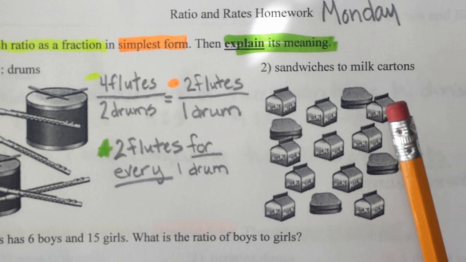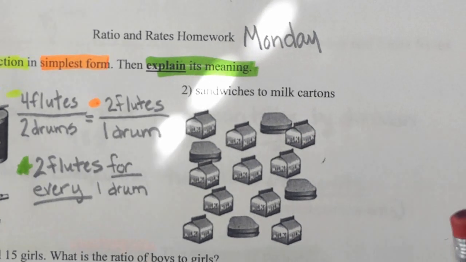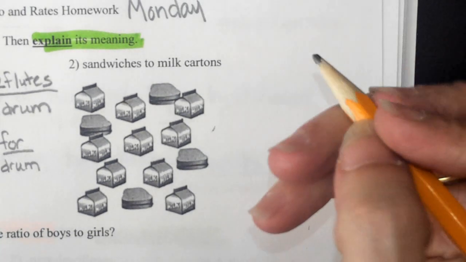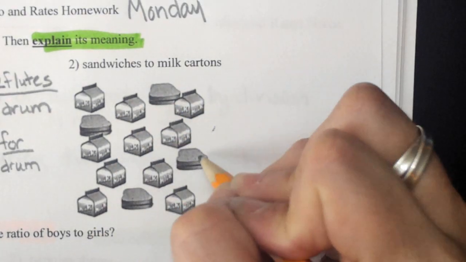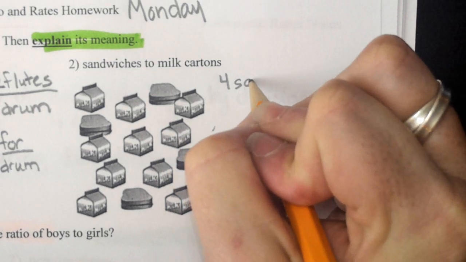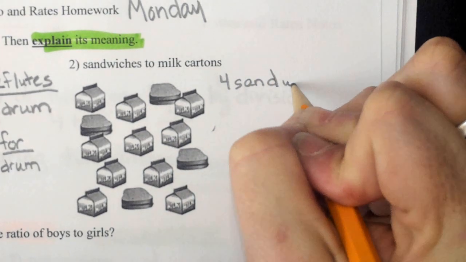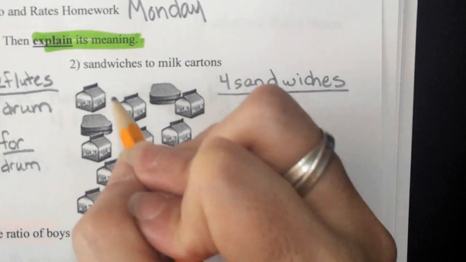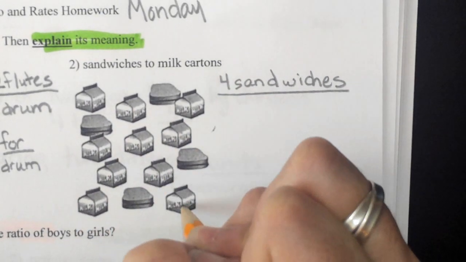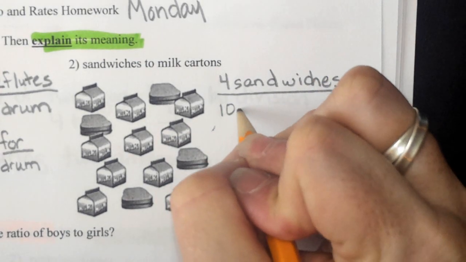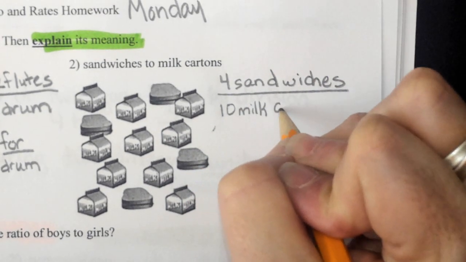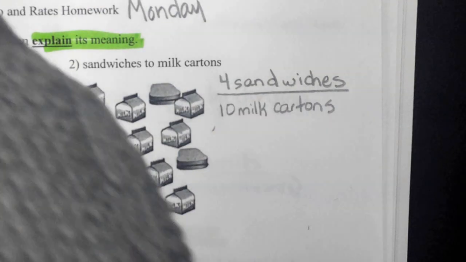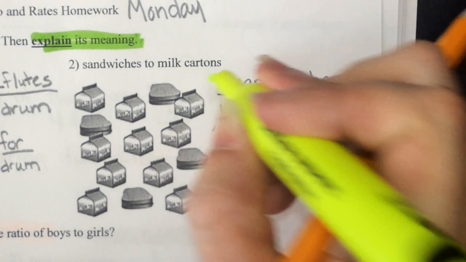Okay, number 2. They want us to compare sandwiches to milk cartons. Okay, sandwiches. 1, 2, 3, 4. So 4 sandwiches. 8, 9, 10 milk cartons. Okay, now that is the numbers in the question.